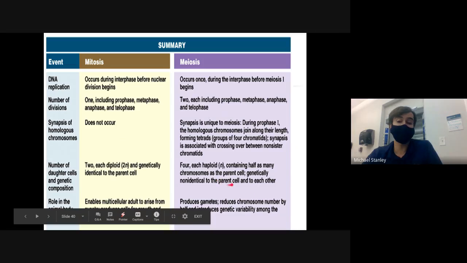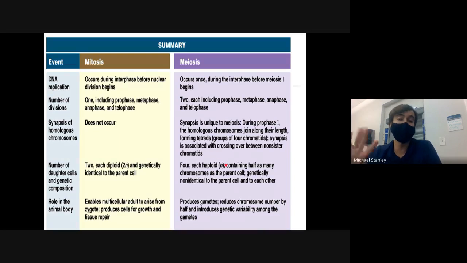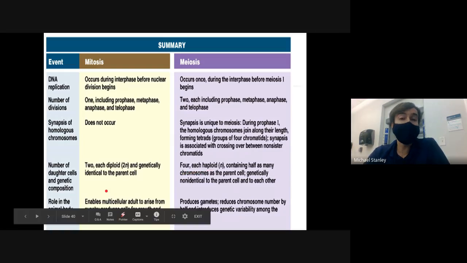And they also don't look the same as the parent cell. The original cell that we started off with in meiosis was a diploid cell that had the 2 copies, but now all of our daughter cells are haploid, so there's no way they could be the same as the parent cell. Why is it that we go through these processes?